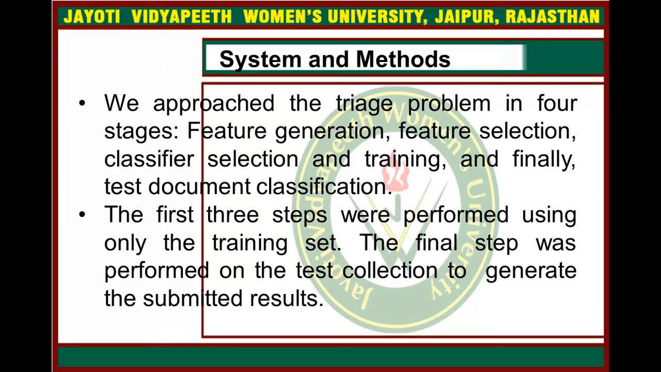Now come to the systems and methods. We approach the triage problem in 4 stages, basically feature generation, feature selection, classifier selection and training, and finally test document classification. So the first 3 steps were performed using only the training set, and the final step was performed on the test collection to generate the submitted results.